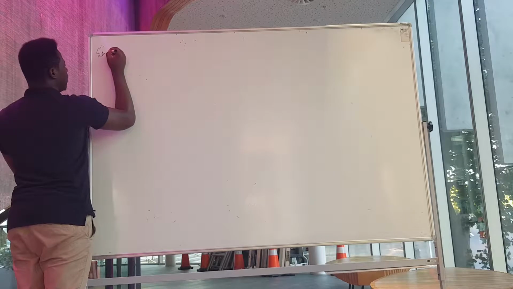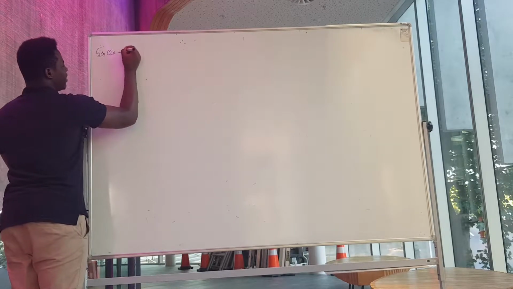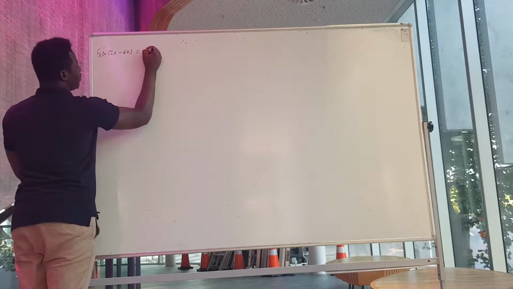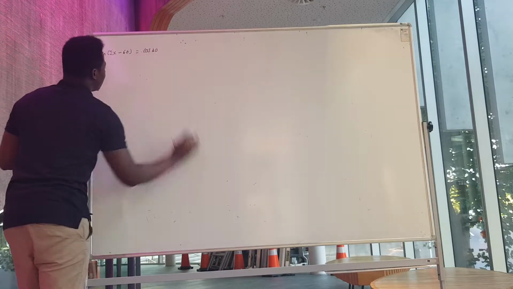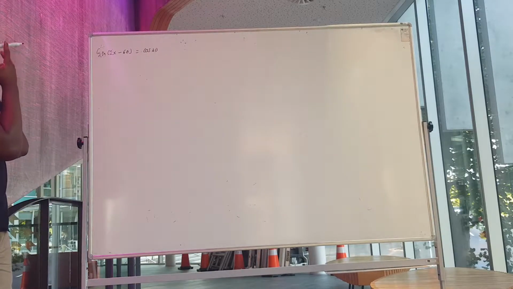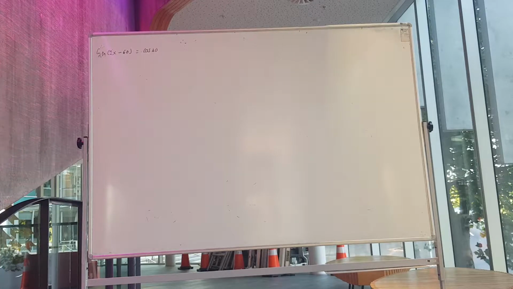Sine 2x, is it minus 60? I think, I don't know. Let's go to cosine 40. Now, let's see. What can we actually do?